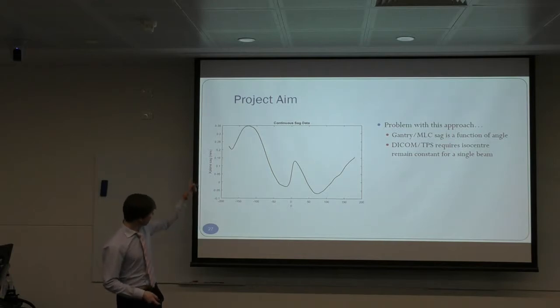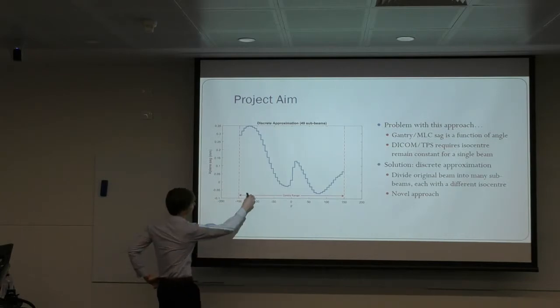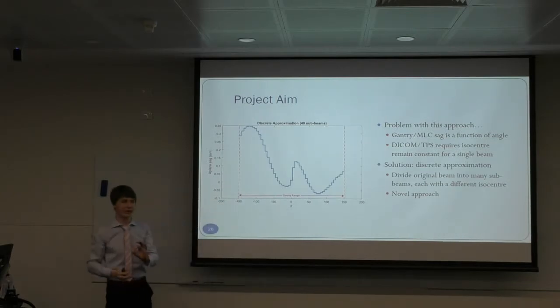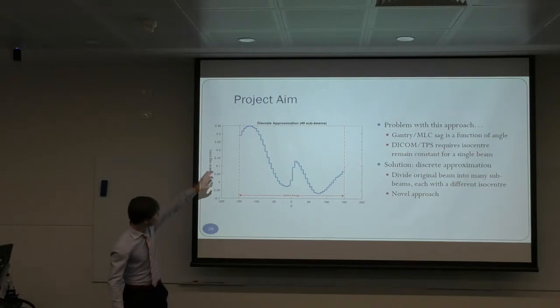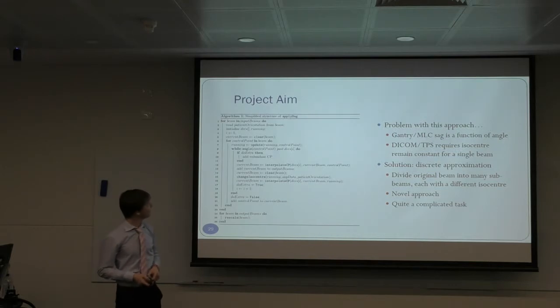So if I want to model this, my solution was, instead of one beam, why don't I split it into lots of different beams so I can maintain a constant isocenter which approximates this continuous curve. So this is a novel approach, and it's quite a complicated task.